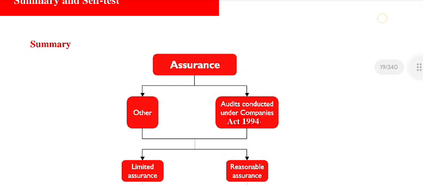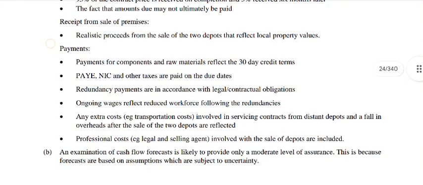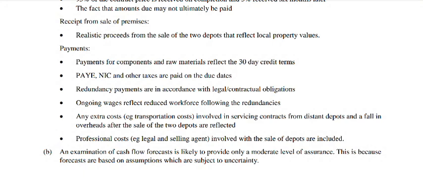Answer to the interactive question 4. A. The following matters should be considered when examining the reasonableness of the assumptions underlying the receipts and payments. Receipts. Trading receipts reflect the reduction in demand in the construction sector. Potential loss of business following the closure of the 2 depots. 95% of the contract price is received on completion and 5% received 6 months later. The fact that amounts due may not ultimately be paid. Receipts from sale of premises. Realistic proceeds from the sale of the 2 depots that reflect local property values.